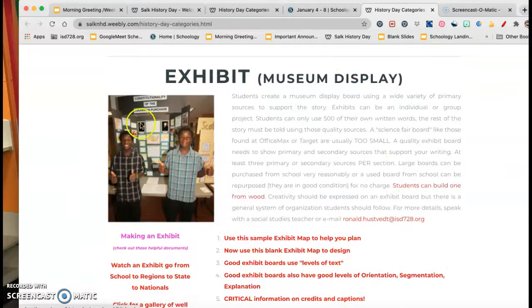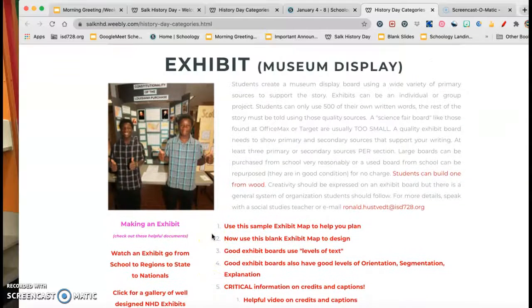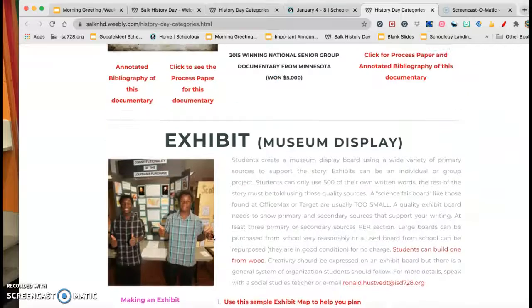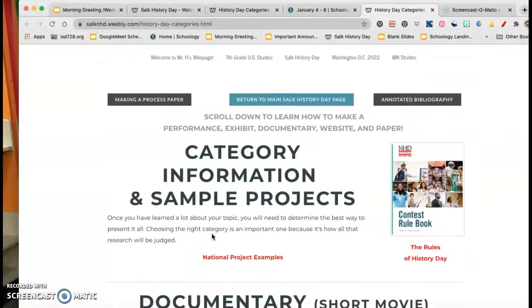So I know some kids have been asking about the exhibit board. Can we still do one? Yes, you can. This year you'll be taking pictures of your exhibit board though, and you'll be making a brief slideshow to go along with that. So just know that these are available and we'll be talking about them in class today.